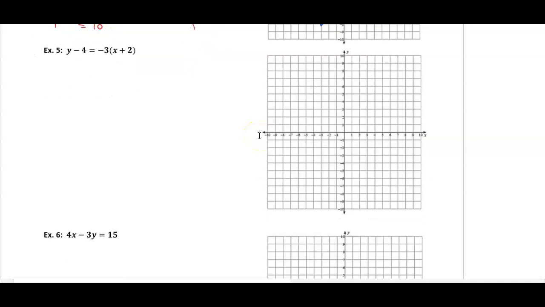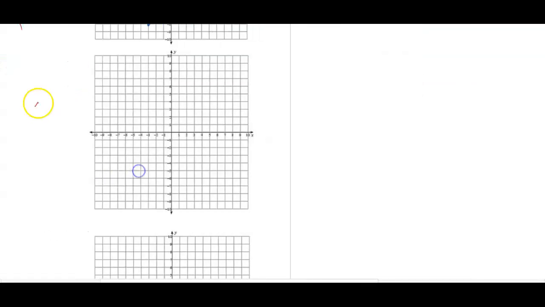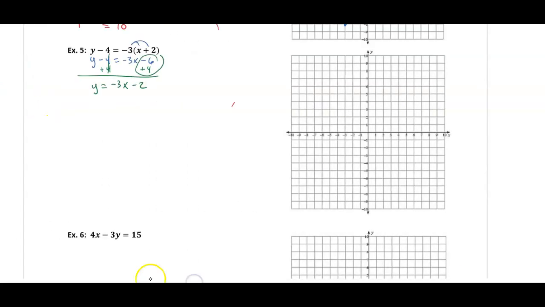Example 5 now. If I look, this is not solved for y. So the first thing I'm going to do is solve for y. I'm going to distribute the -3. y minus 4 equals -3x minus 6. Now I'm going to get y by itself by adding 4, making sure I align like terms here. Those eliminate. y equals -3x minus 2. Now I can go ahead and create my table.